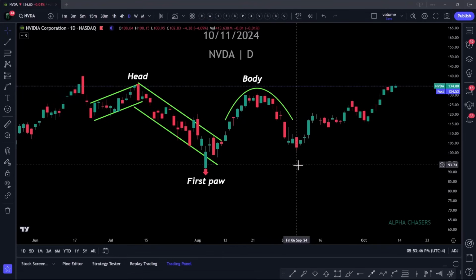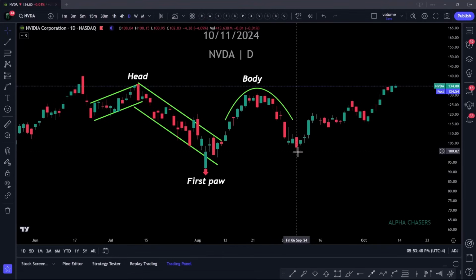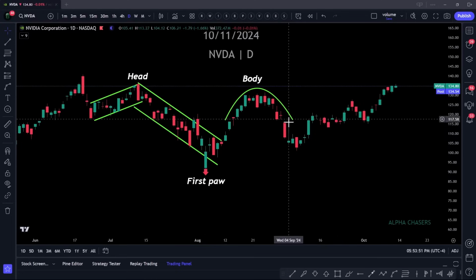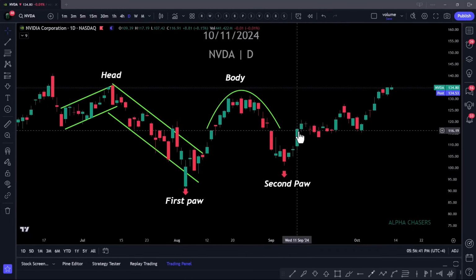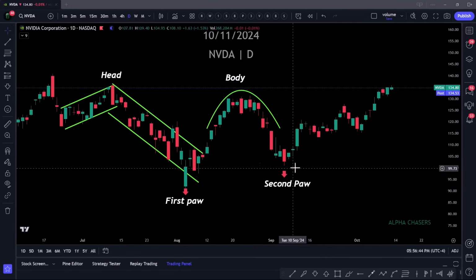But what we're looking for is that undercut. Sometimes you get it, sometimes you don't, and you can only deal with what you have. But once you see this right here, okay, this is very important because you do that and that develops what? Second pull.